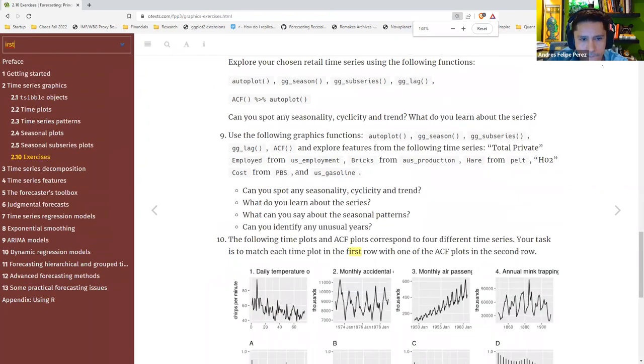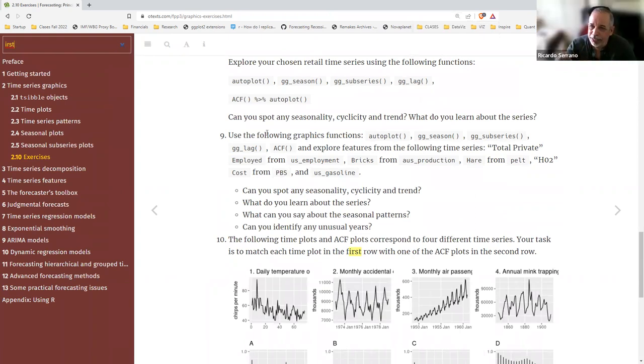Right there. Okay, so this one is an exercise to familiarize yourself with the seasonal plots, subseries, lags, and autocorrelation features for different kinds of data sets that come with the FPP3 package. So what I suggest is just take one or two. You don't have to do them all. Just take one or two.